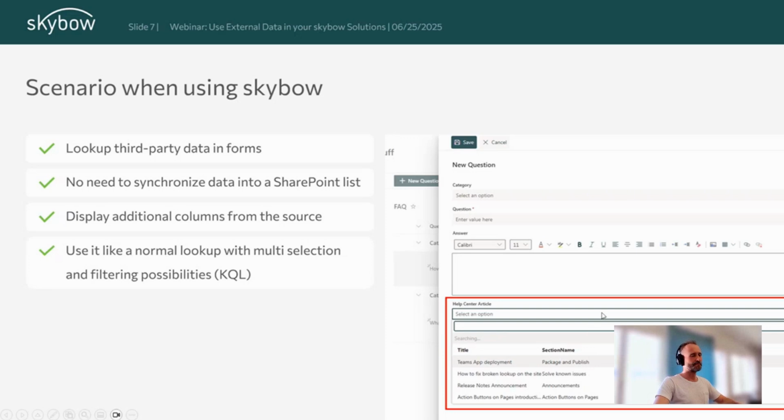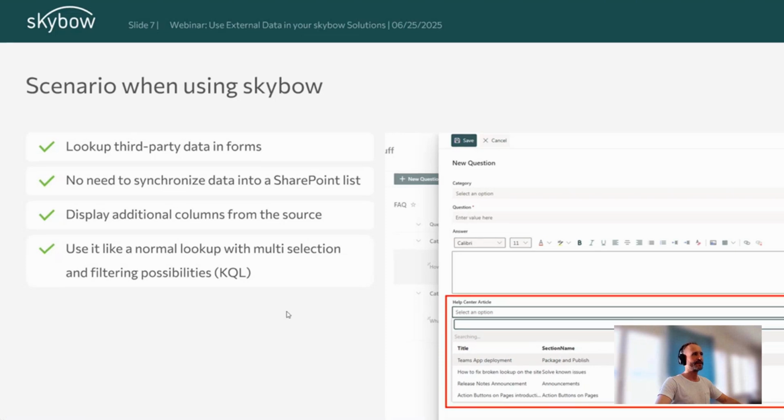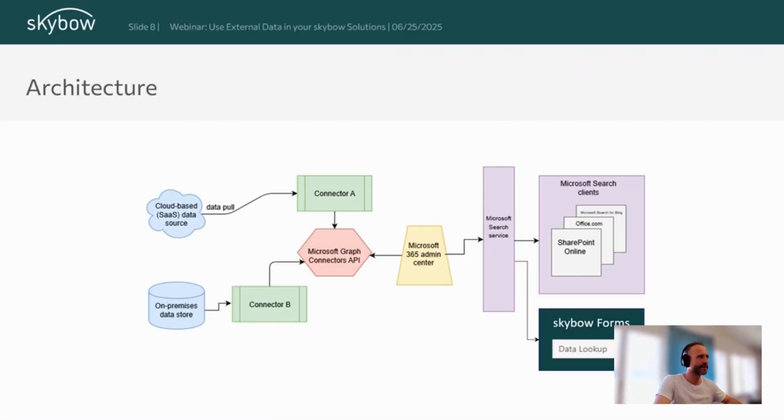So in our case, the scenario that we have is bringing the possibility to select items from an external system somewhere. Now, real quick about the architecture, how this is done. It's basically any data on-prem or in the cloud. Those are the connectors. And then you have this Graph API, which can be called to access the data through these connectors. It's configured in the admin center, and it will make it available in the search service.